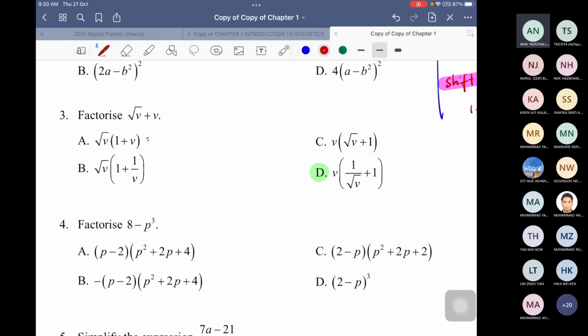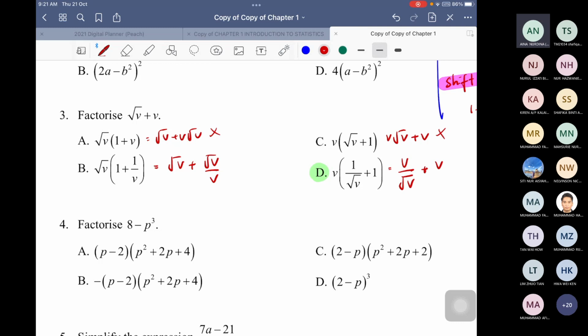Sebab kalau kita kembang ni, dia akan jadi square root V tambah V square root V. Memang tak samalah dengan apa yang kita ada originally. C pun sama. So you akan dapat V square root V tambah dengan V. Okay, so these two, they are going to be completely wrong. So jawapan dia sekarang antara B dengan D. So for B, bila you kembang, dia akan jadi square root V tambah square root V per V. So that is going to be the answer. And for the case of D, when you expand, you akan dapat V over square root V tambah V.